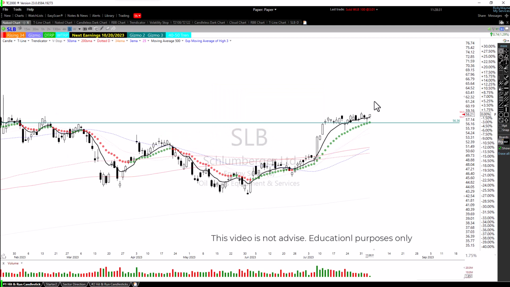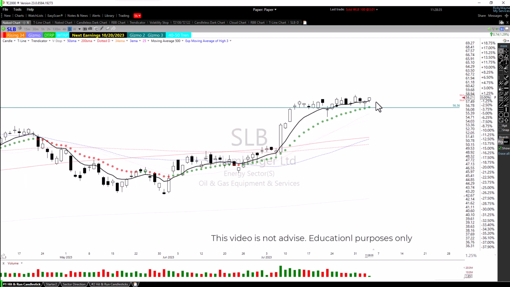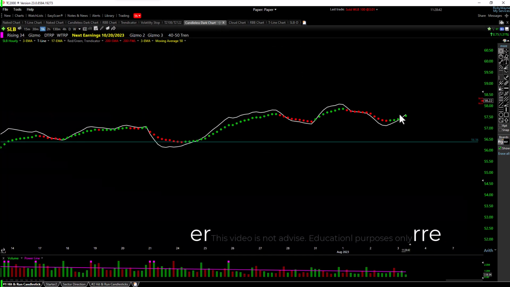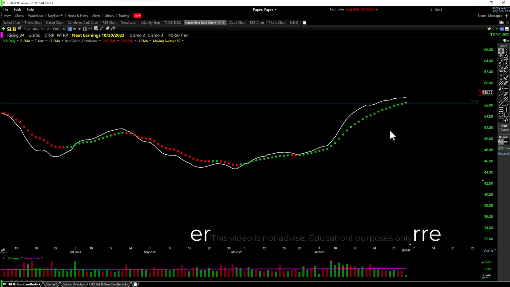SLB is another one. Energy is kind of kicking it today. So you can see this is in a bullish trend, but if it makes you feel better to come look at this, you can look at it. And this is an hourly. Here's your daily. You can see that your daily never lost. Let me get rid of that. Never lost its bullishness.